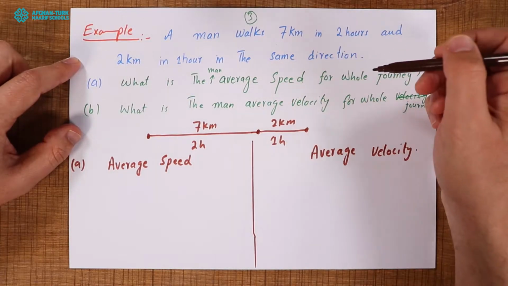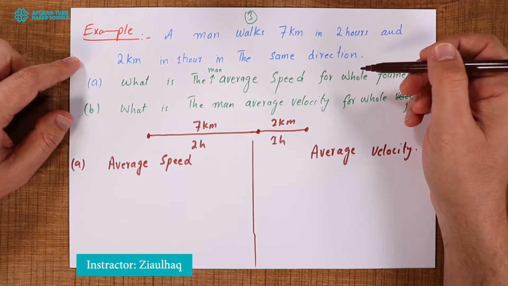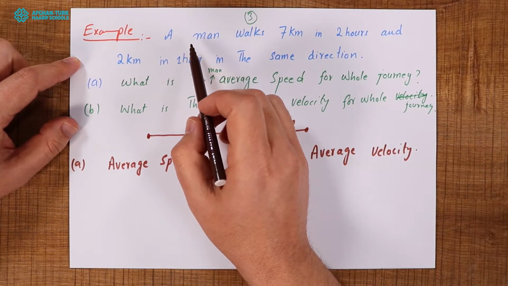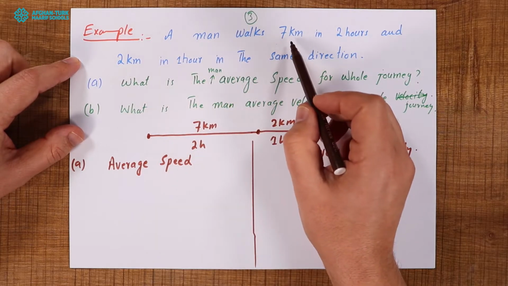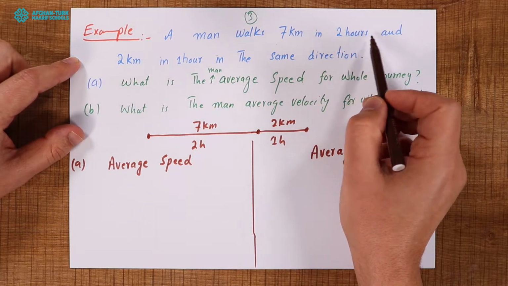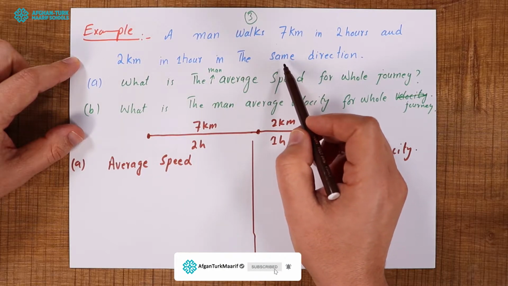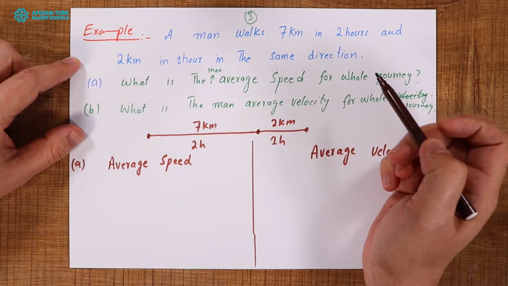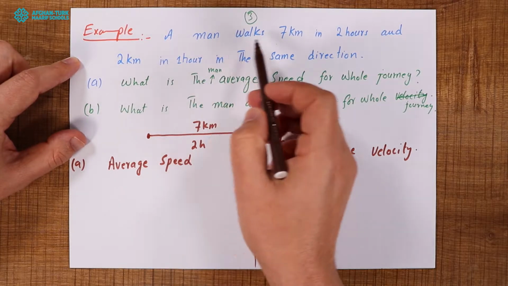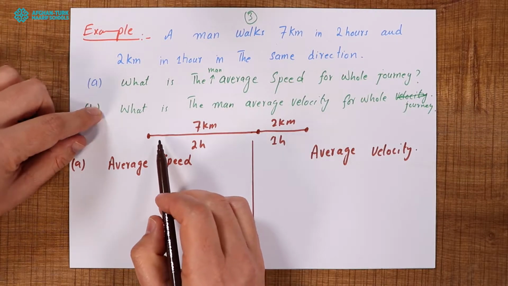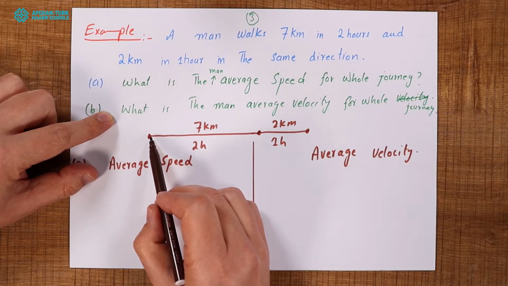Okay, let's see some examples for average speed and velocity. Here they said that a man walks 7 kilometers in 2 hours and 2 kilometers in 1 hour in the same direction. So what does it mean? We will draw this in the form of a figure.